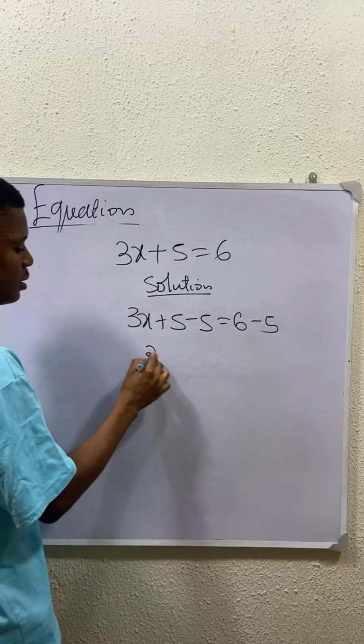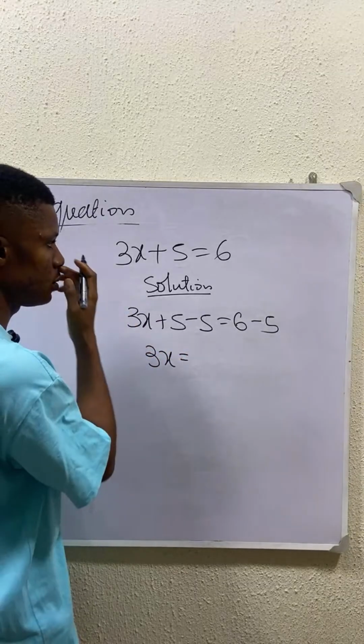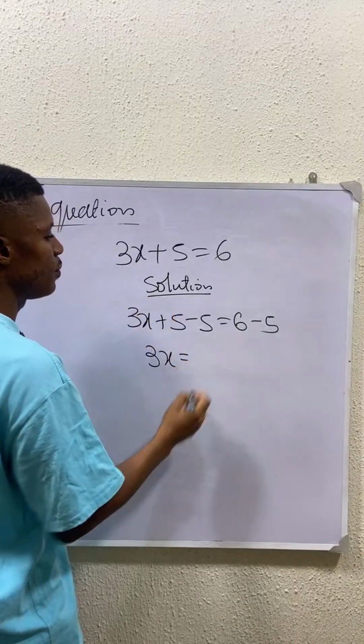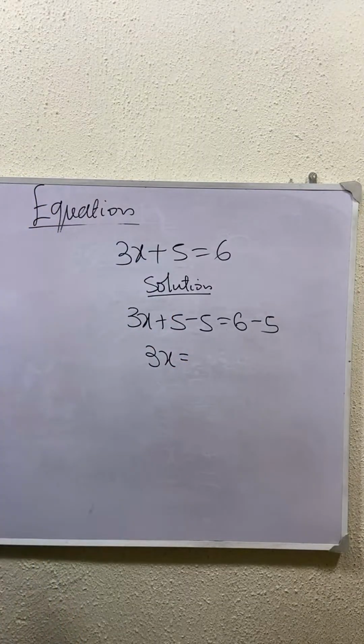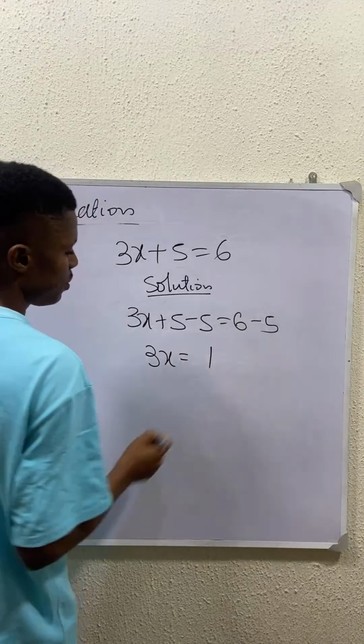You have it as 3x is equals to 6 minus 5. What is 6 minus 5? 6 minus 5 is 1. So here you have 1.